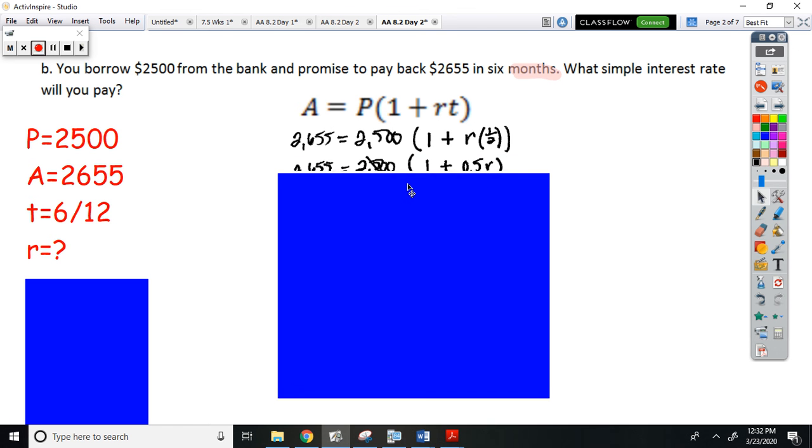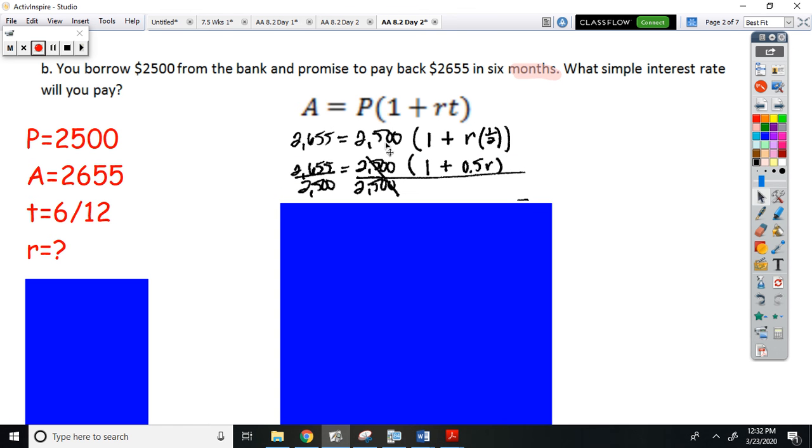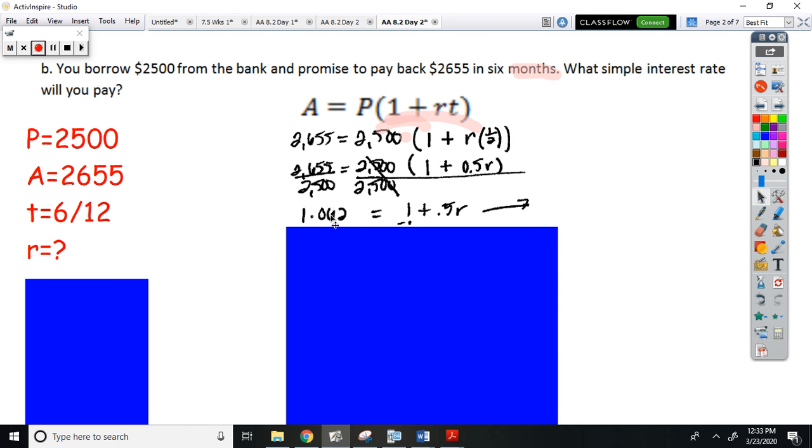And then again, my first step is usually to divide. I actually undo this multiplication with division. If you don't like that, you are welcome to distribute it. That will work. It's just a little longer. But I usually divide first, which will get me 1.062 on the left equals 1 plus 0.5R.